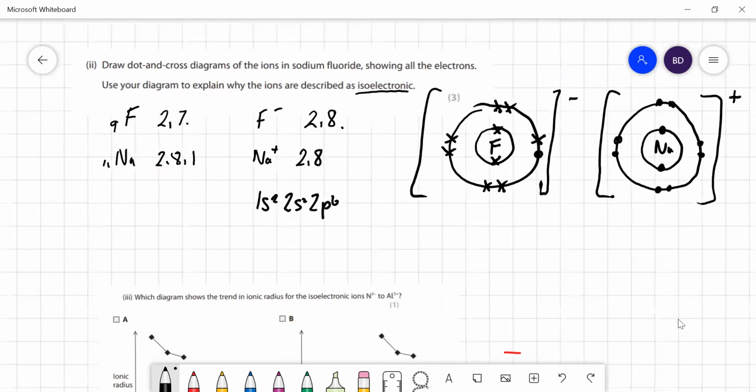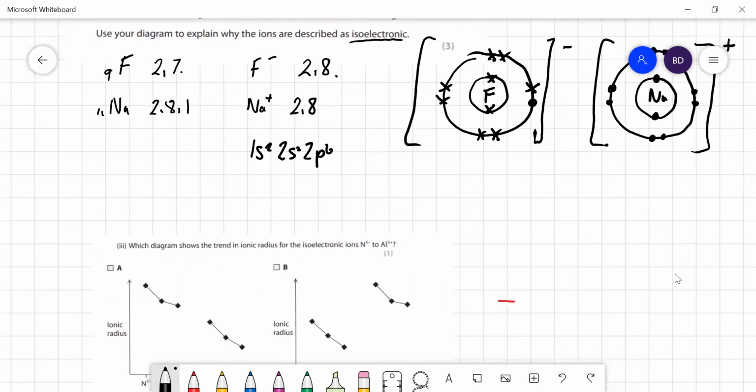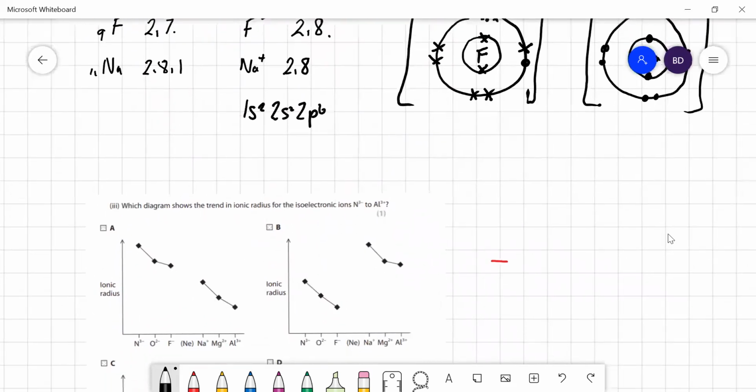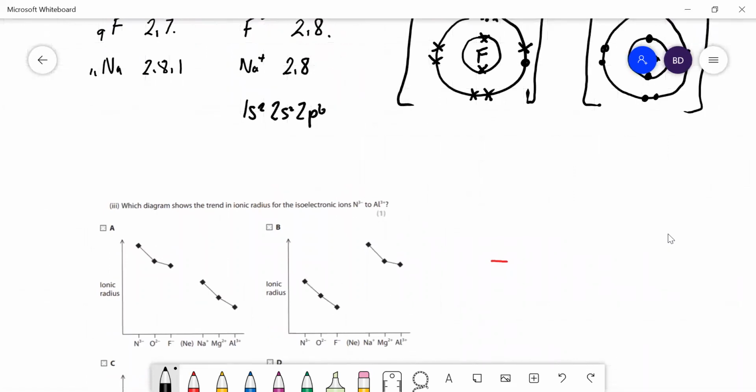Which diagram shows the trend in ionic radius for the isoelectronic ions N3- to Al3+? So they've all got the same isoelectronic structure there. I'm just going to write down that bit of the periodic table. So we've got nitrogen, group 5, oxygen, fluorine, neon, group 5, group 6, group 7, group 8. And that's going to be atomic number 7, 8, 9, 10.